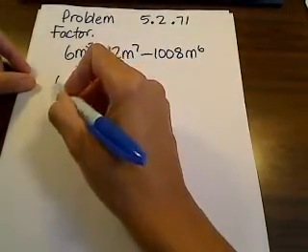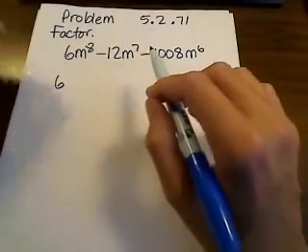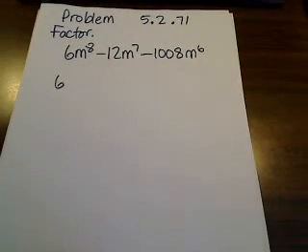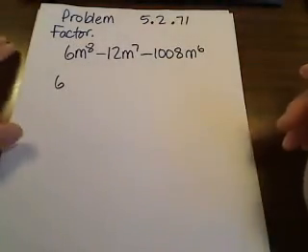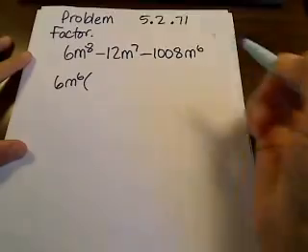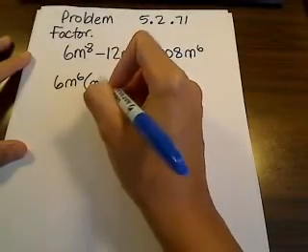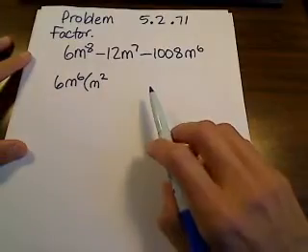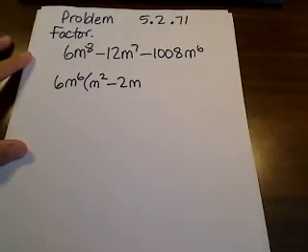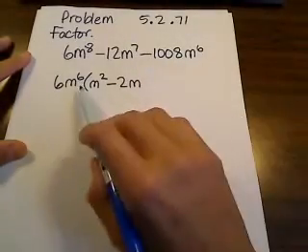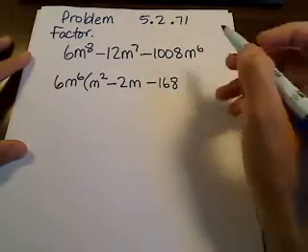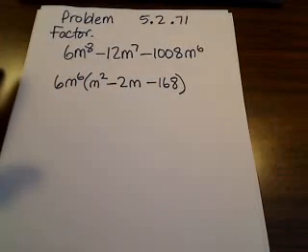We can see that there's a 6 that's a common factor for all of the numbers, and then there's an m to the 6 that's a common factor for the variables. So we're going to factor out 6m to the 6th here, okay? And we're going to be left with m squared to get that term back. We're going to be left with a minus 2m to get that term back. And then, let's see, 1008 divided by 6 is 168. And no m's because we've taken out m to the 6th, okay?